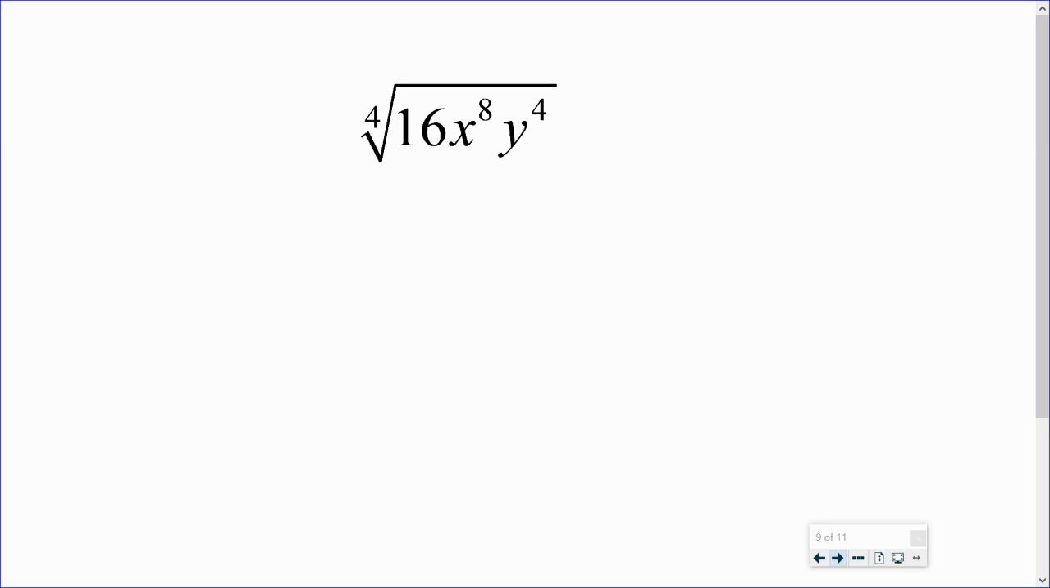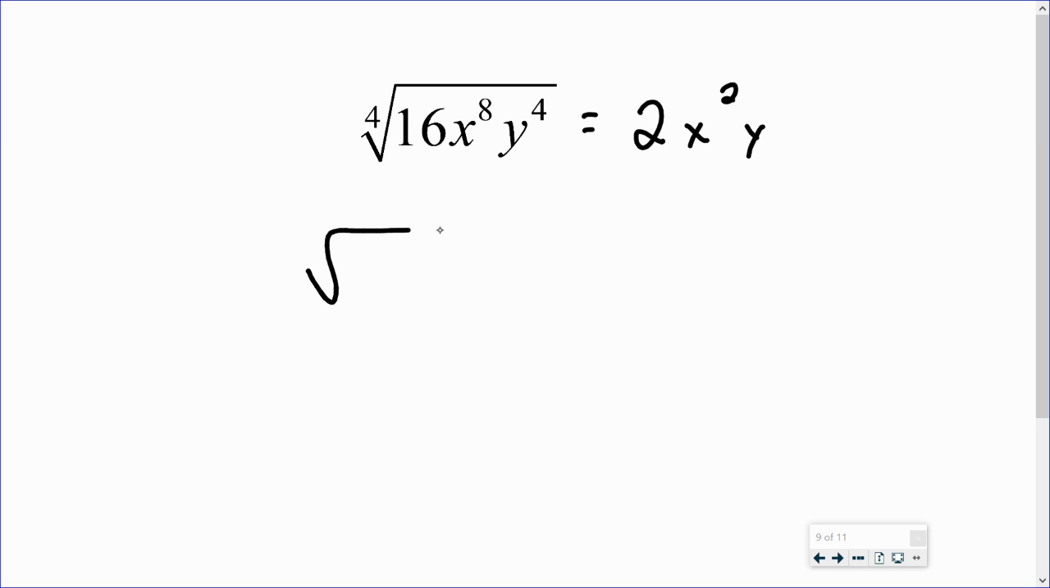Here we go with this 16. Okay. That's a perfect. This is divisible by 4. This is divisible by 4. So I end up with 2, because 16 is 2 times 2 times 2 times 2. I'm going to divide: 8 divided by 4 is 2, and 4 divided by 4 is 1.